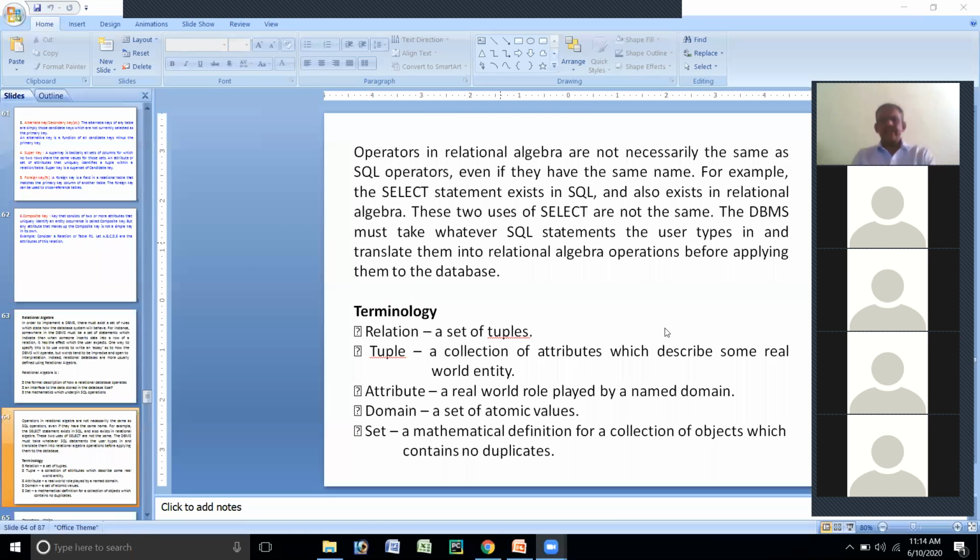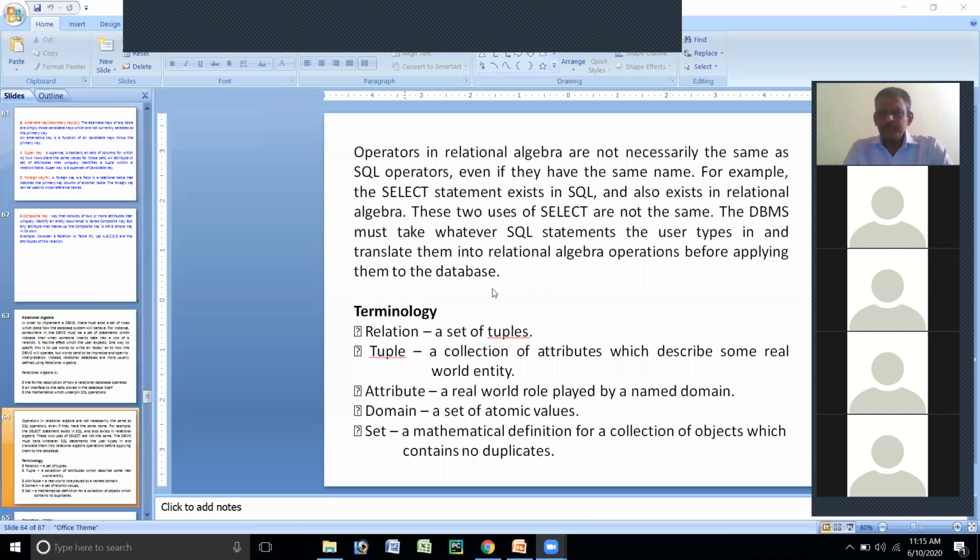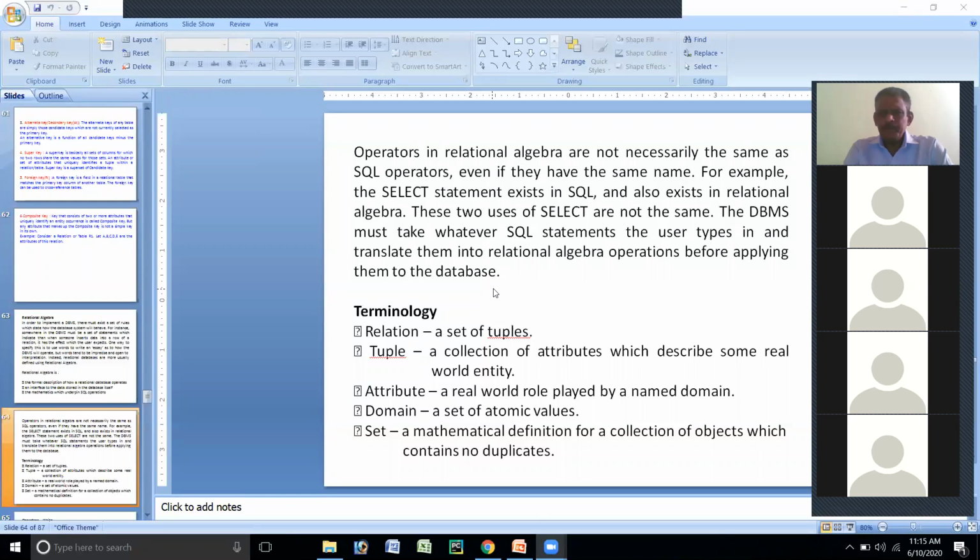the operators which we are using in relational algebra and SQL, right? The name of the operators may be the same, but the uses of them may be different. After knowing this much, we'll continue with the terms used in relational algebra, that we're calling terminology.